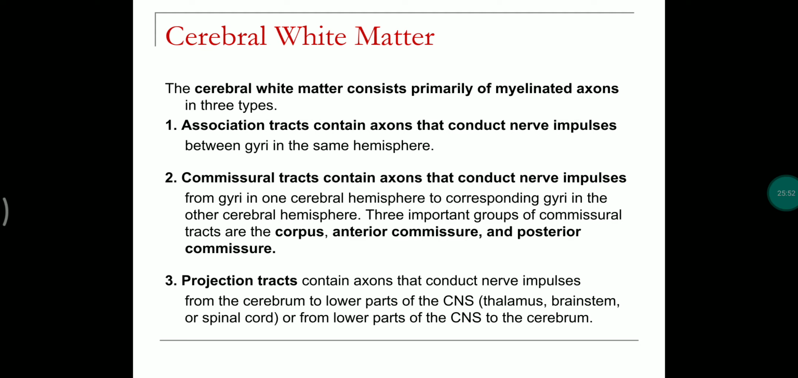And coming to the cerebral white matter. White matter means the axons of the neurons. In the cerebrum, the white matter is present in the form of bundles of neurons, which we call association tracts, commissural tracts, and projection tracts. Association tracts are the bundles of axons which conduct impulses between gyri of the same hemisphere.